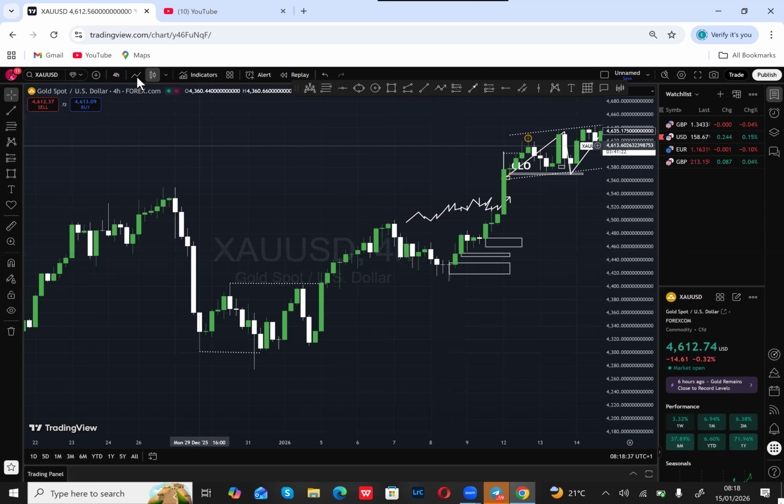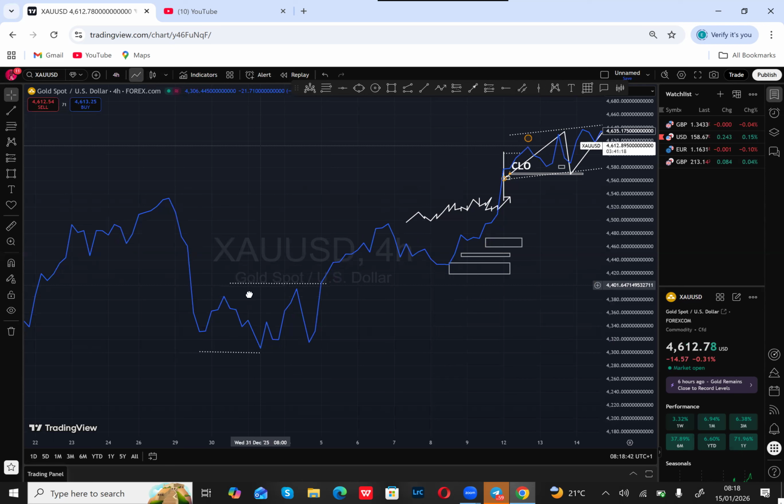See where the change of character happened. This is where the change of character actually happened. This was the last break of structure. This is the liquidity. And then this was the area.